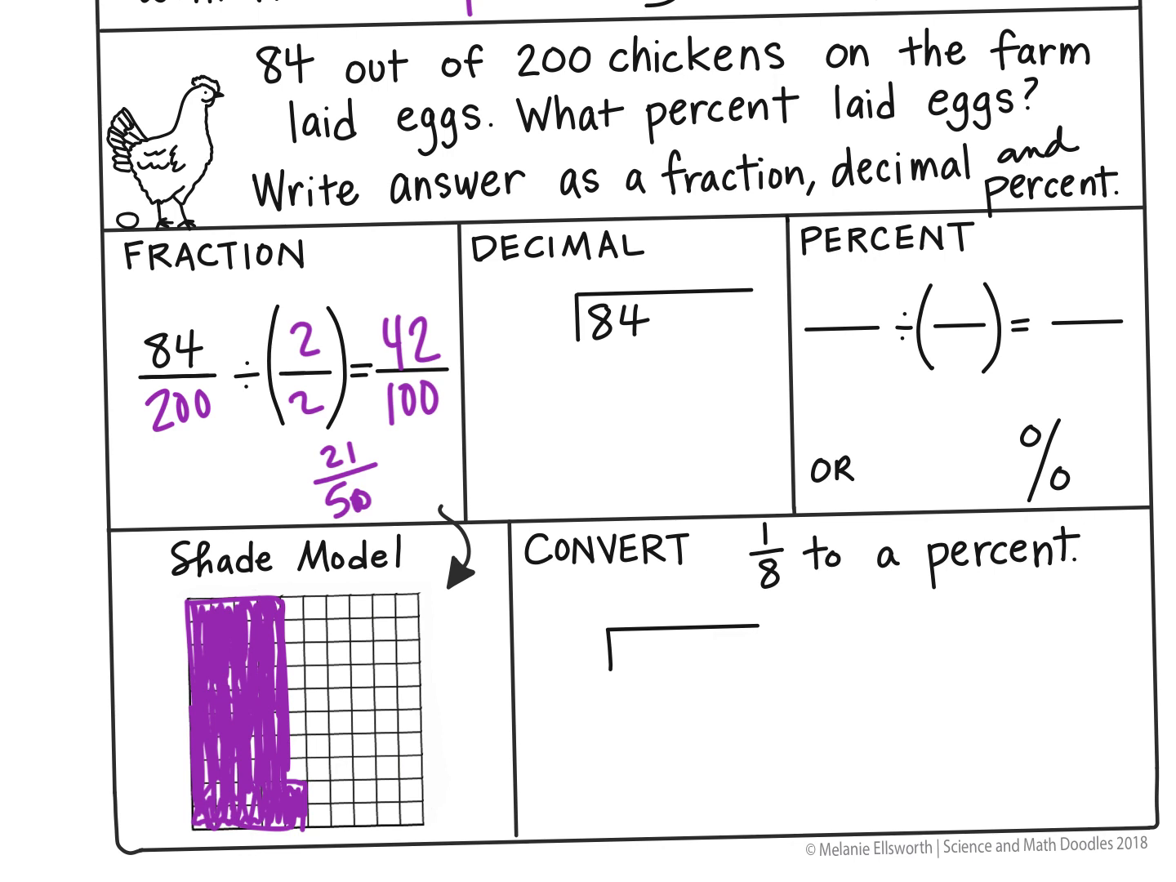All right. Now, let's skip the decimal for a second and jump over to my percent. All right, so I know that my original problem is 84 out of 200.